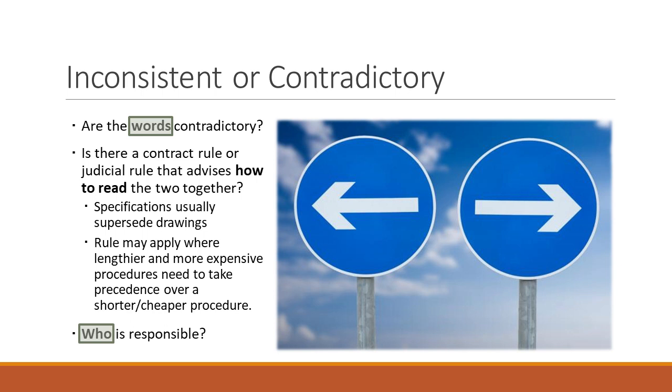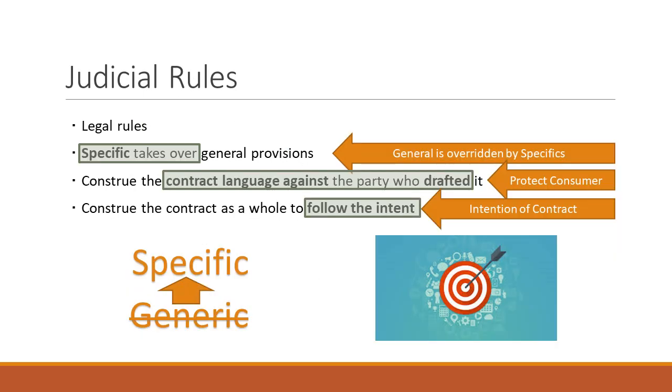Okay? All right, next one is there are judicial rules. So these are legal rules. Whether they're written in the contract or not, if you have to take it to court or to arbitration, they're going to apply these. They're first going to look at the rules of the contract, but then they're going to say, this is what the law says. Here are three examples of the judicial rules of contract construction, and there are other ones.